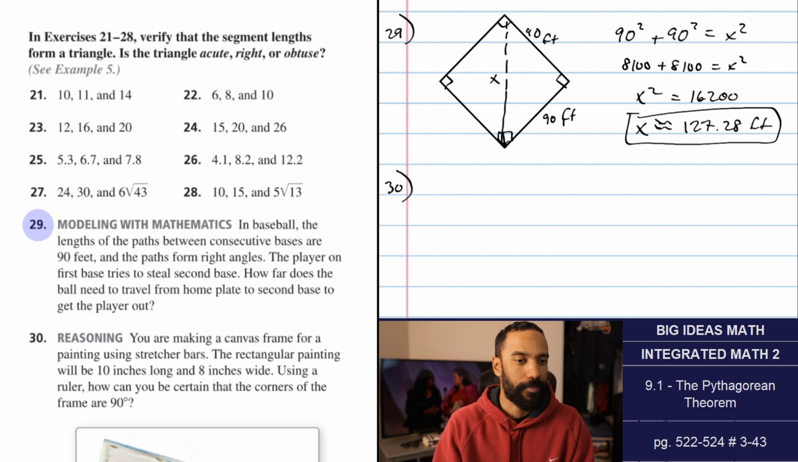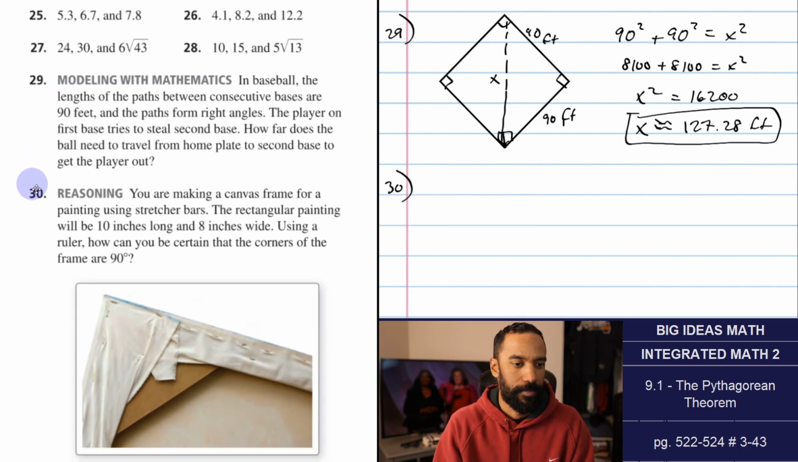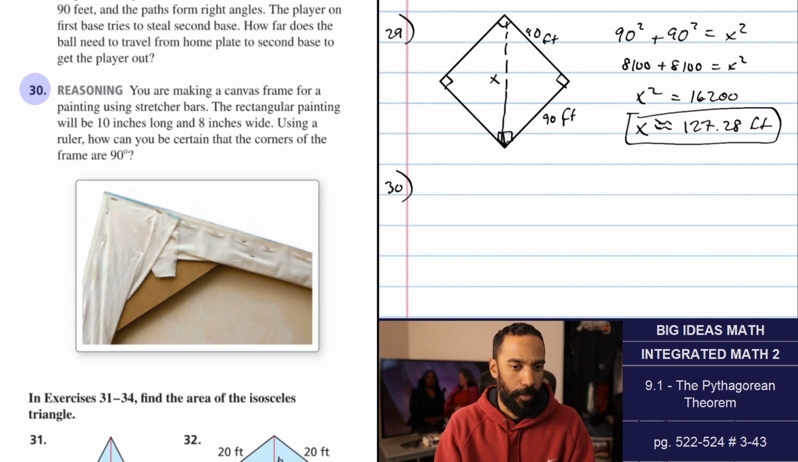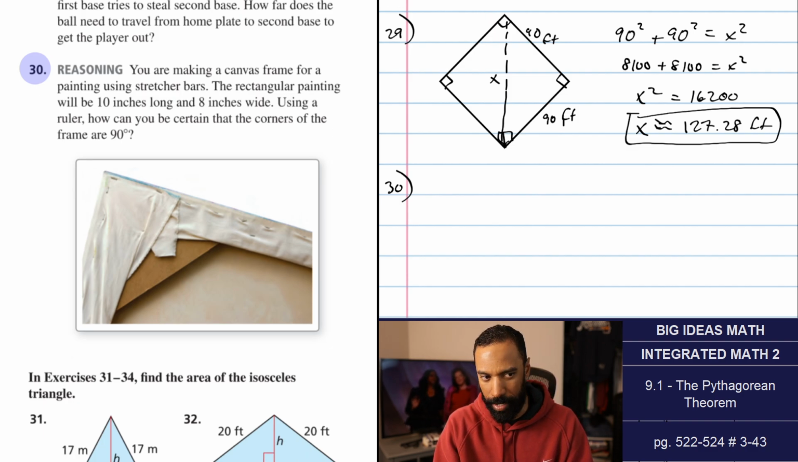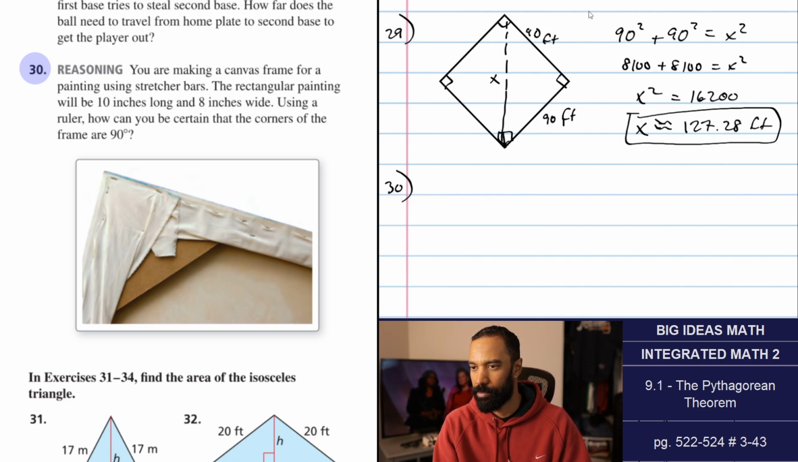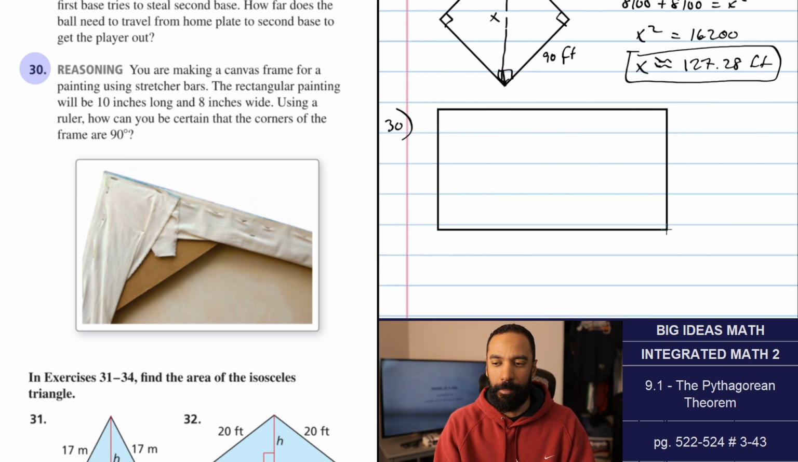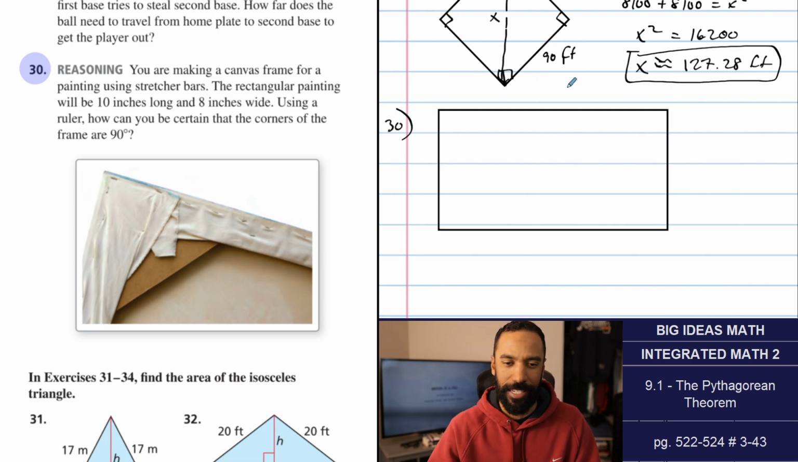Number 30. Reasoning. You are making a canvas frame for a painting using stretcher bars. The rectangular painting will be 10 inches long and 8 inches wide. Using a ruler, how can you be certain that the corners of the frame are 90 degrees? So with this, you're making a canvas frame for a painting. You're using stretcher bars, 10 inches long, 8 inches wide. Using a ruler. So what I need to do is, again, we're making the frame. What we want, and I know I'm building a rectangle early on because that's the intent of this, but that doesn't necessarily mean that that's what it's going to be.